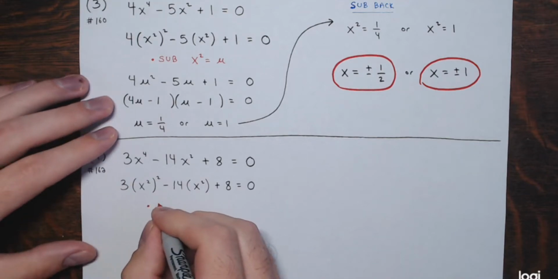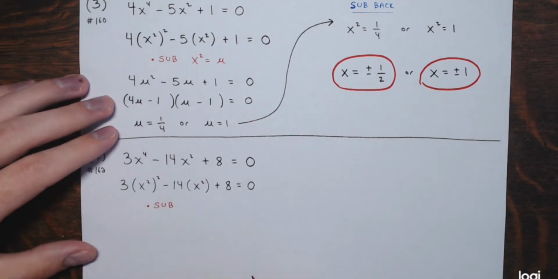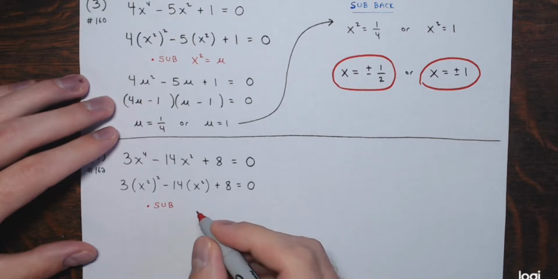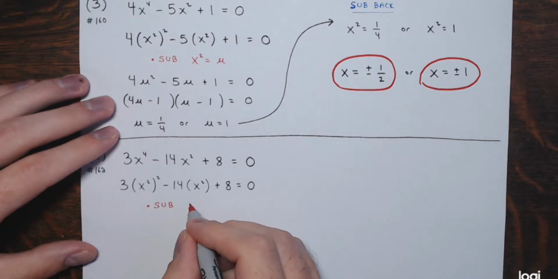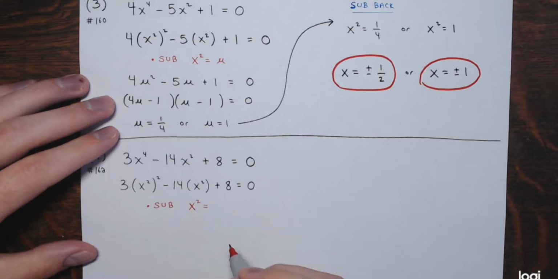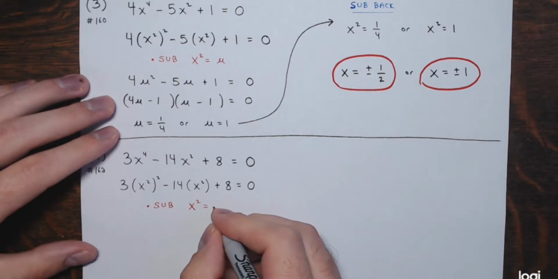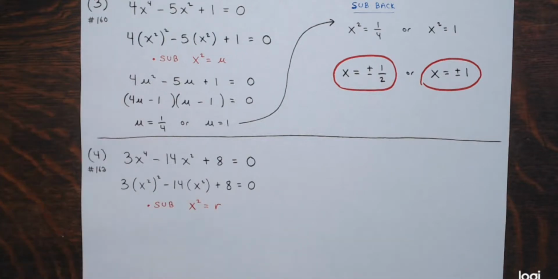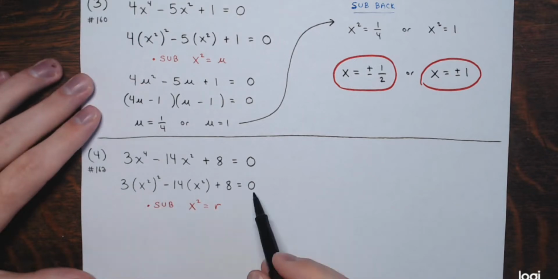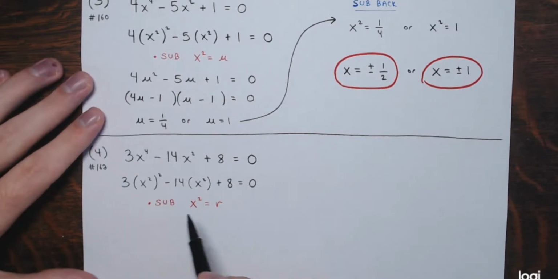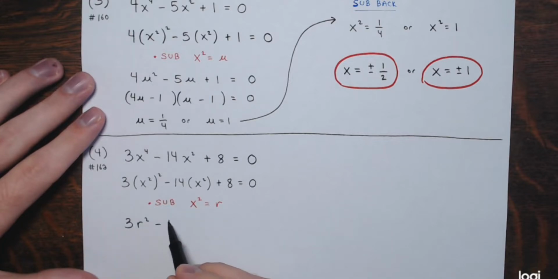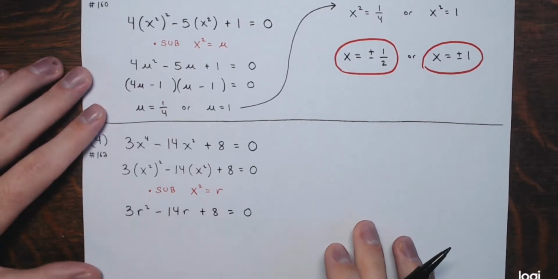And I'm going to make a substitution, actually changing it into a quadratic equation in some new variable. I'm going to substitute for the x squared again. I'm going to replace x squared with r. You don't have to use different letters. You can use the same letter every time. I'm just messing around using different letters. So this becomes 3 times r squared minus 14 times r plus 8 equals 0.